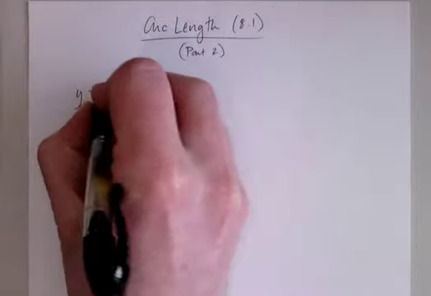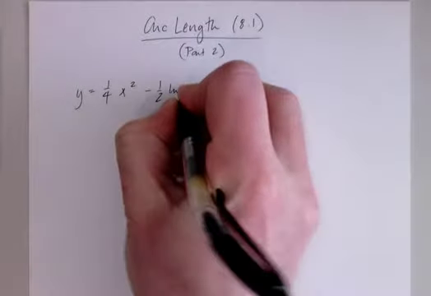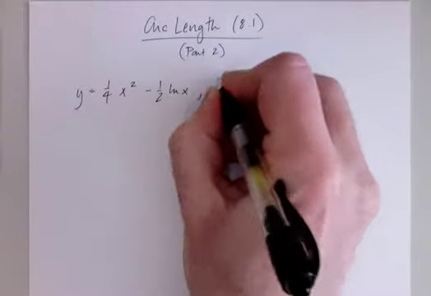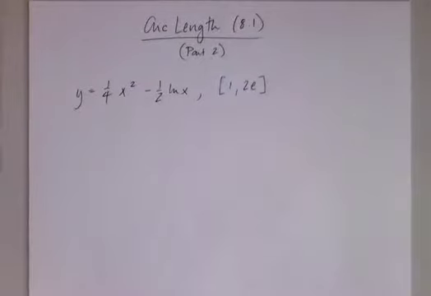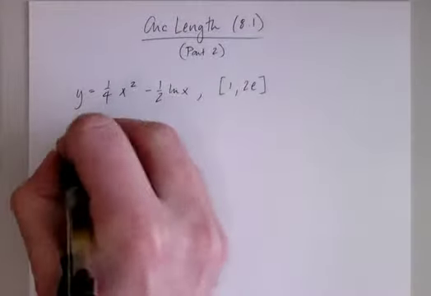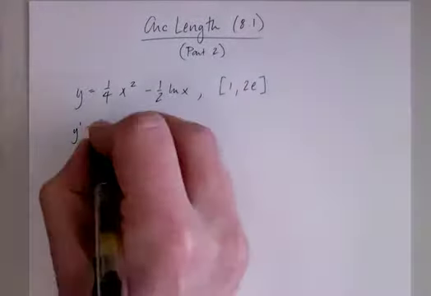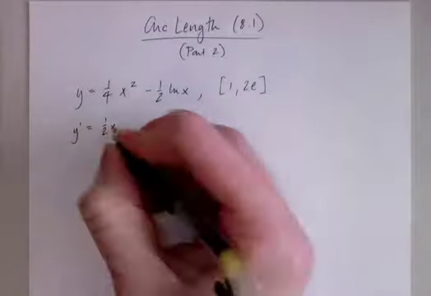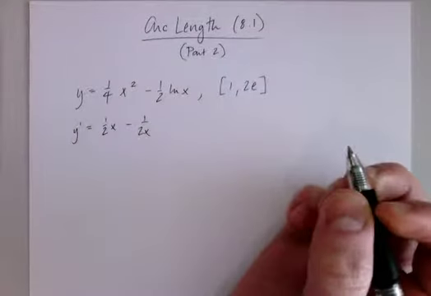y is equal to 1/4 x squared minus 1/2 natural log x. And let's look at it from 1 to 2e. Well, it winds up being relatively straightforward. You just put in y prime. Y prime winds up being 1/2 x minus 1 over 2x.